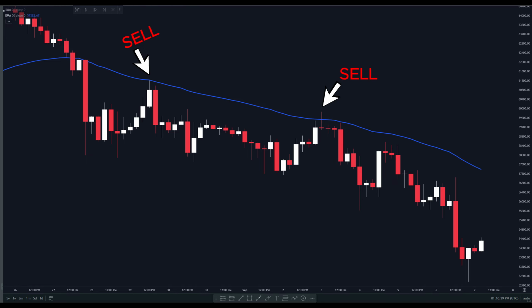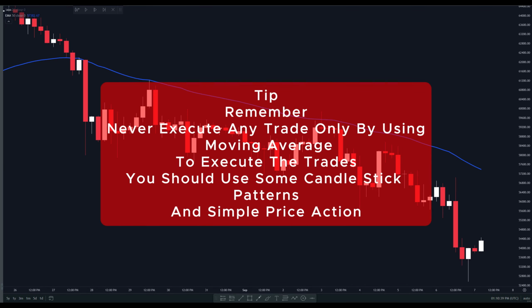Remember, never execute any trade only by using moving average. It helps us to find the trends, support, and resistance levels, but you should use some candlestick patterns and simple price action with moving average to execute.